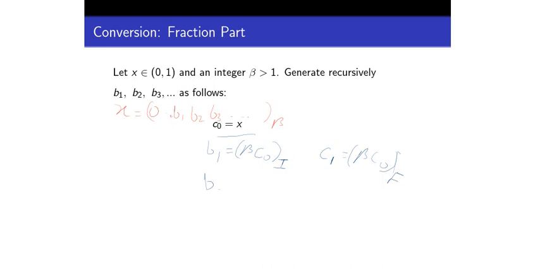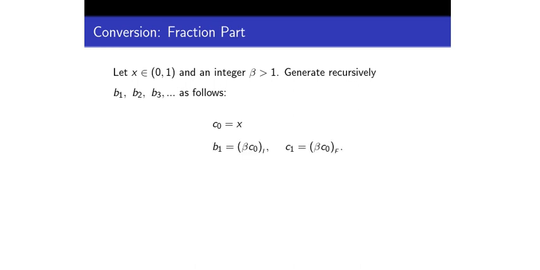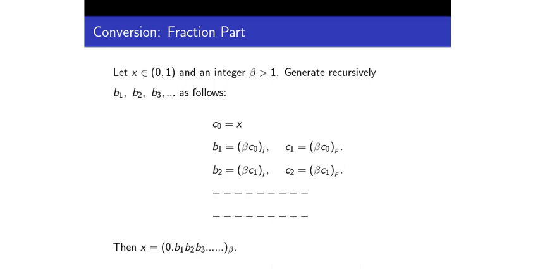So b2: you multiply c1 by beta and take its integer part, and then c2 is the fraction part of beta times c1, and so on. Then you will get the fractional part number. So this is how you get b1, b2, b3 and so on when converting a fraction part to any other base beta.